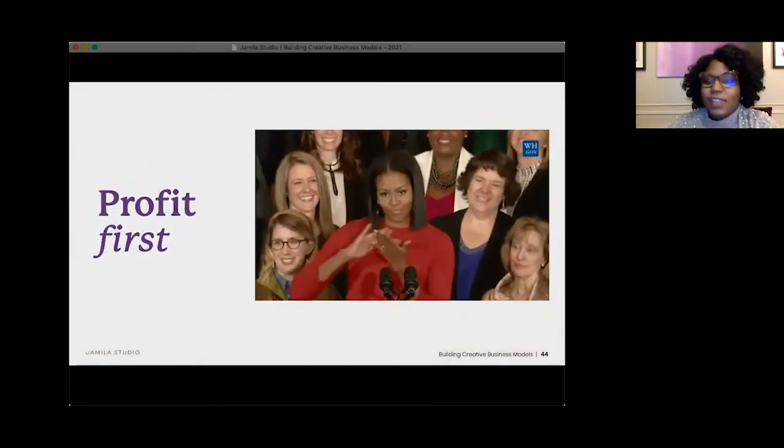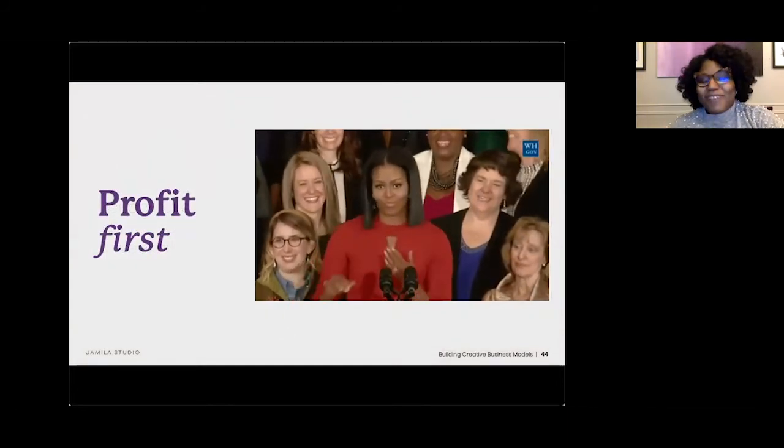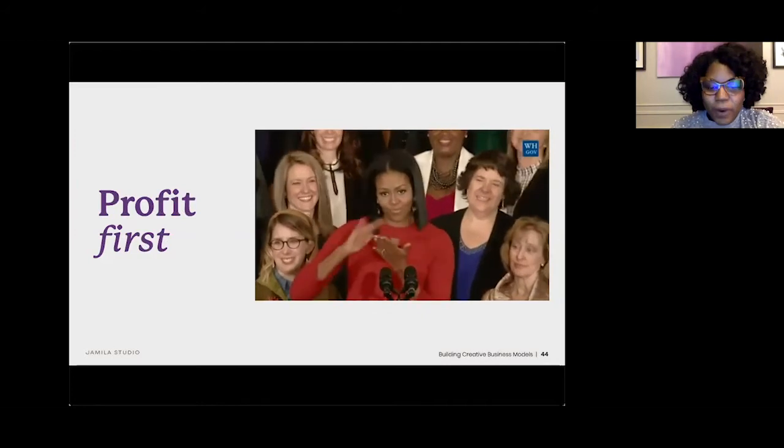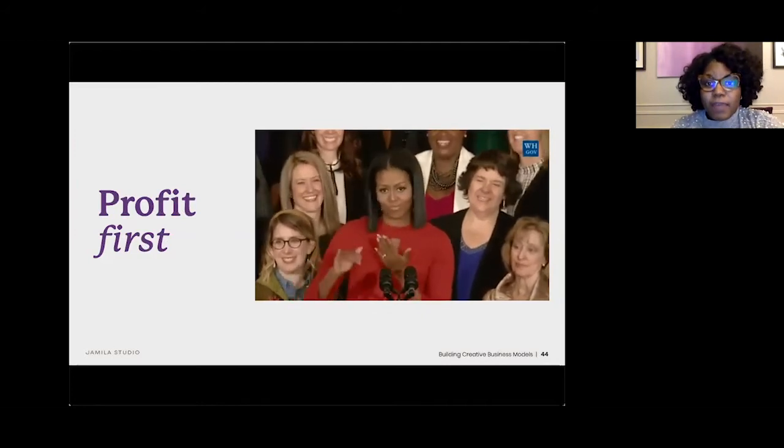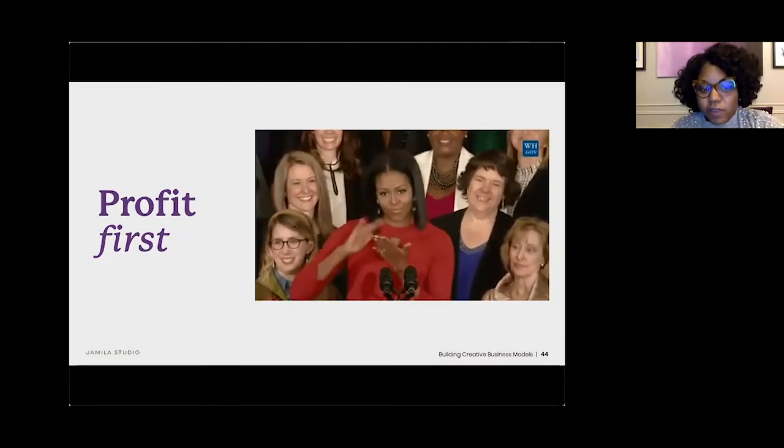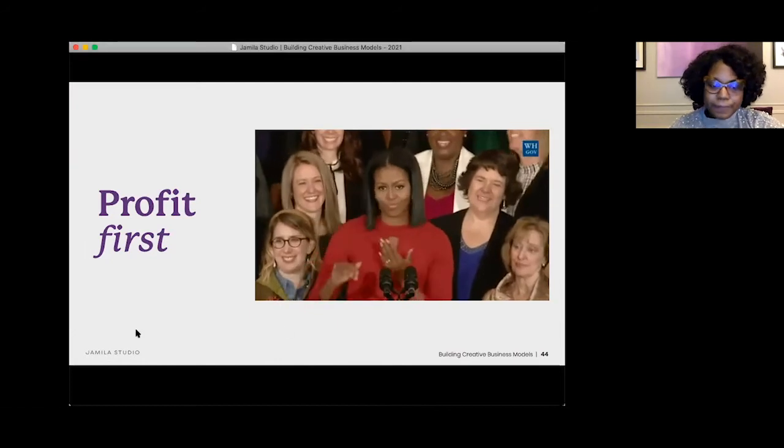Okay, now we got to get where the money resides. Profit first. It is really important that when we think of making money in our business, we aren't just thinking revenue, but we're thinking of profit.